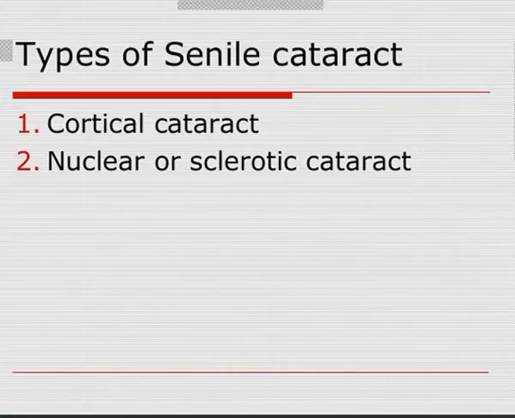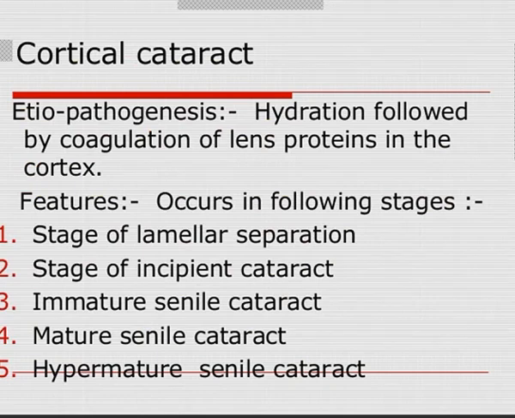And the types of senile cataract: senile cortical cataract and nuclear or sclerotic cataract. What is the cortical cataract? It is formed by hydration followed by coagulation of the lens in the cortex. In the acquired cataract, what is the main pathology? It's the coagulation of the lens proteins.